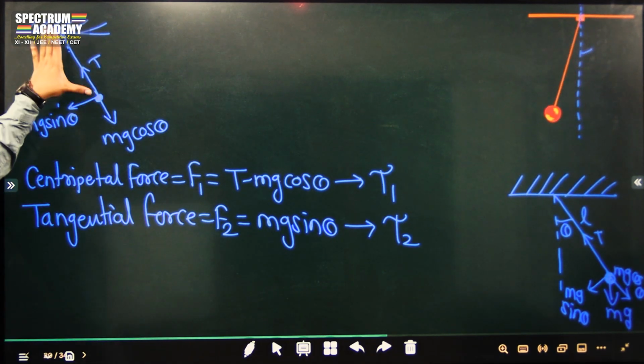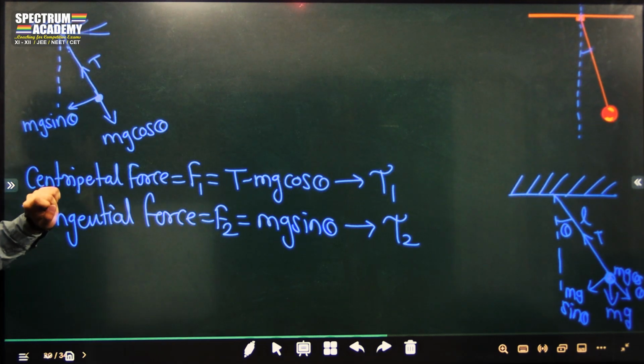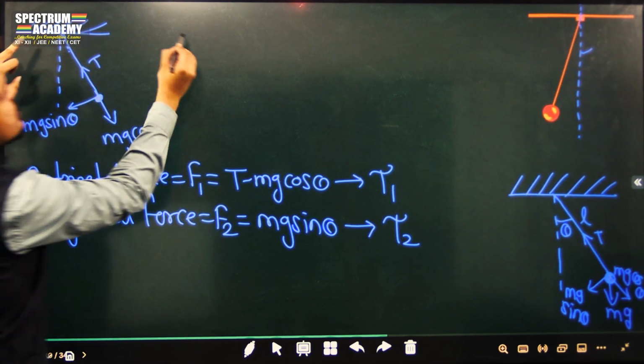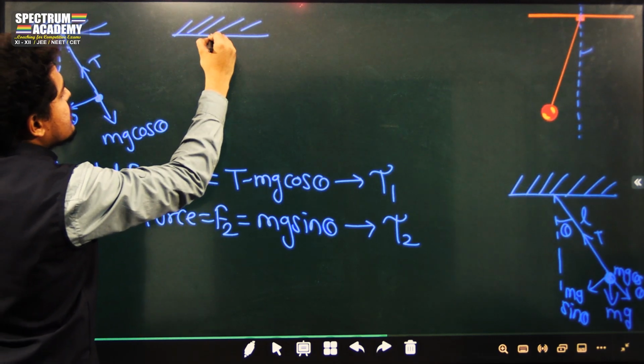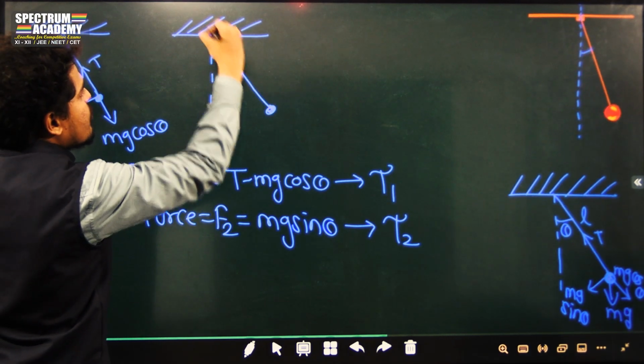Now the radius vector is nothing but the length of the pendulum, because this is the rotational motion, this is the axis and this is the rotational motion.